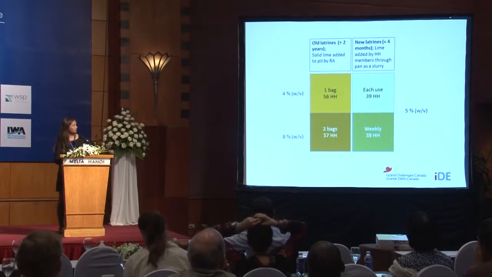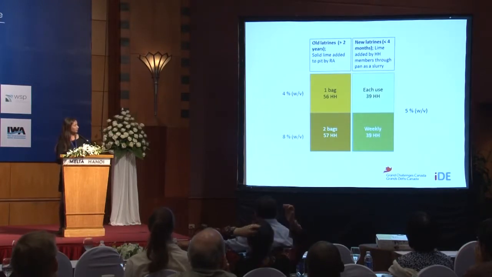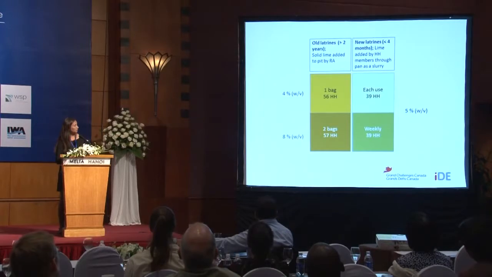So this is for the household study. We basically had 4 different groups. Old latrine users, so latrines that are more than 2 years old. For these latrines, we had 56 households where we added one 25 kilo bag of lime at a very approximate concentration of about 4% weight per volume.